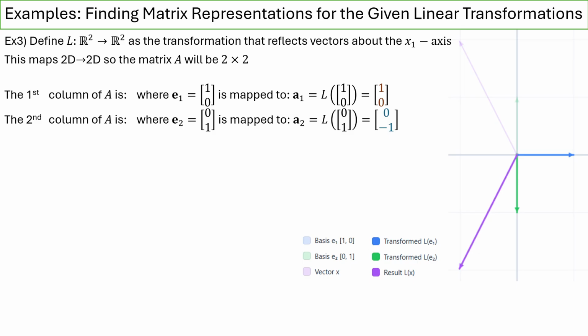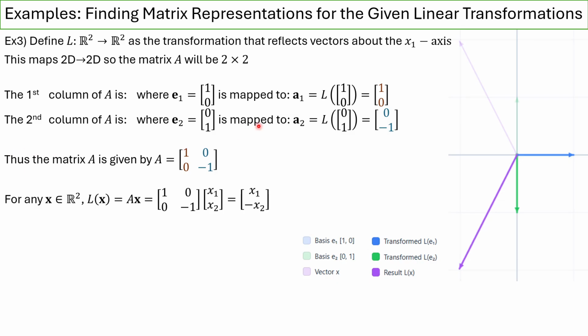Now look at E2, the vector (0, 1), pointing straight up. When reflected across the horizontal axis, it now points straight down. It maps to 0 in x and then -1 in y. All right, this becomes our second column, (0, -1). So we take those two result vectors and place them side by side to build our matrix A. It has the top row of 1, 0 and bottom row of 0, -1.